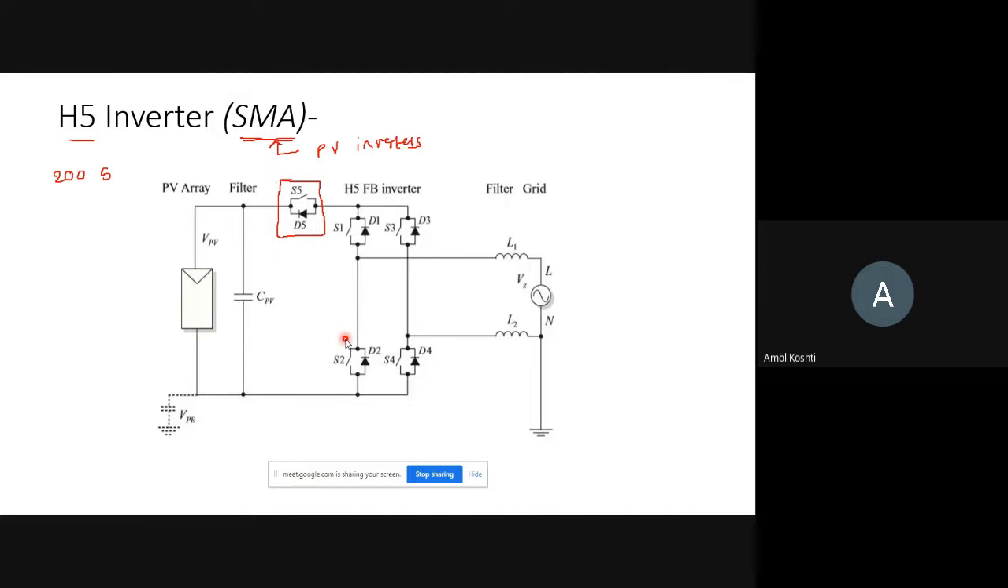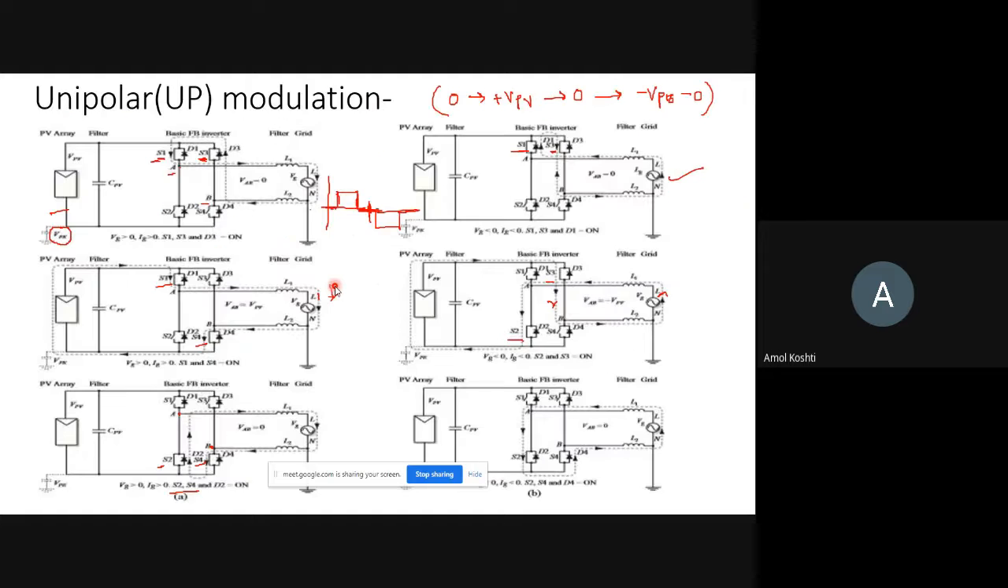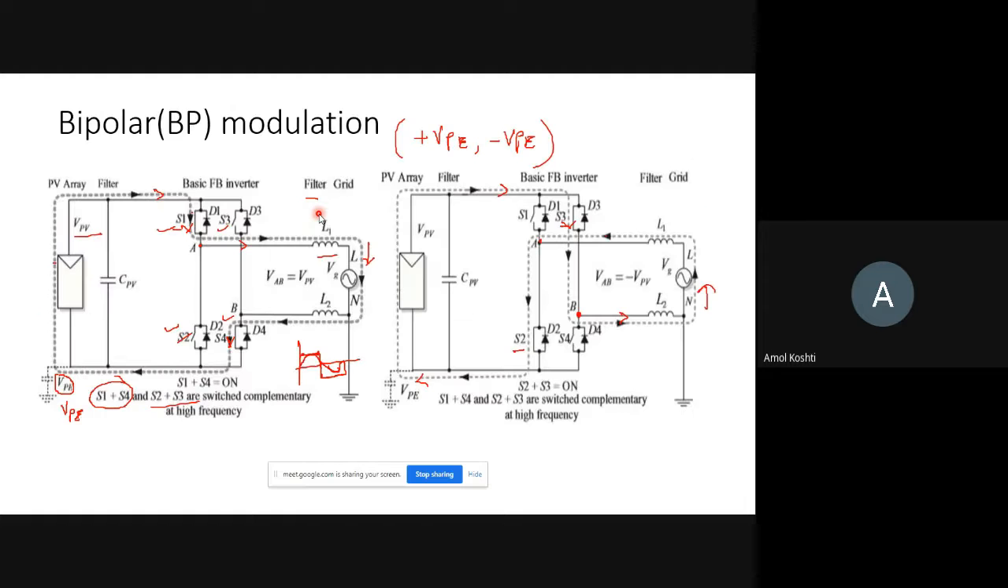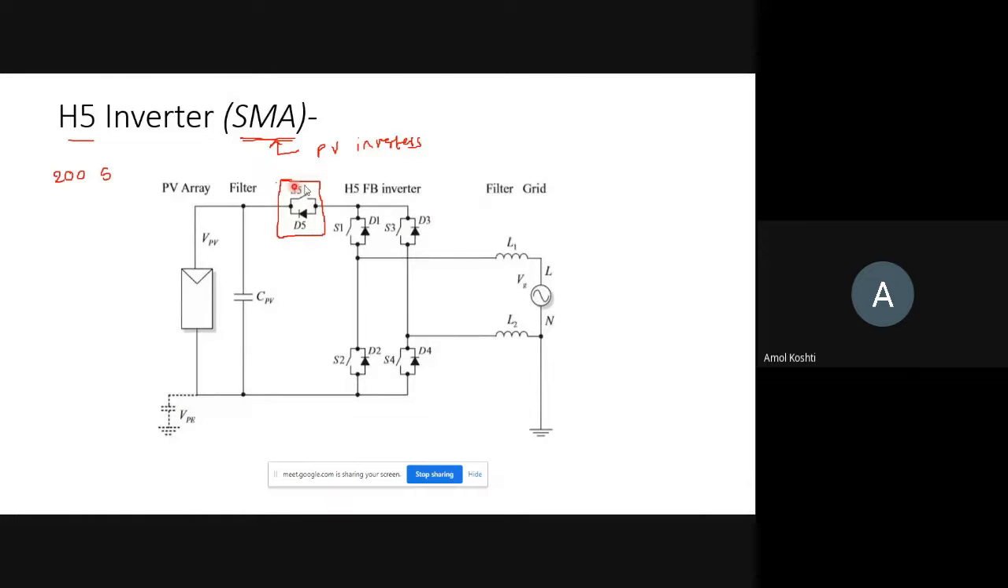Then H5 inverter. So H5 inverter we have discussed. This is the modification done in the basic bridge inverter which we have discussed here. This is basic H bridge. Some modification takes place here. One switch is added here by the SMA. It is an inverter manufacturing company which manufactures the inverter for the PV systems. So they add here one switch.